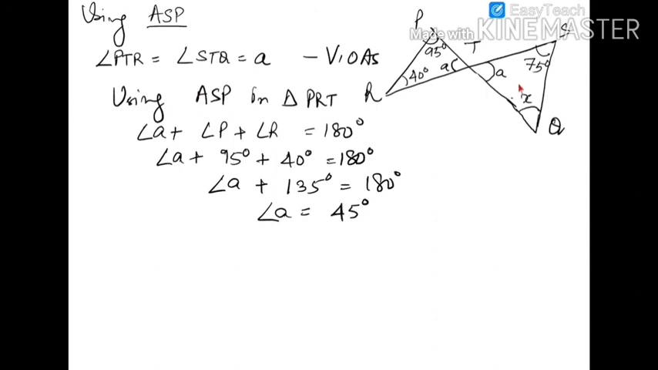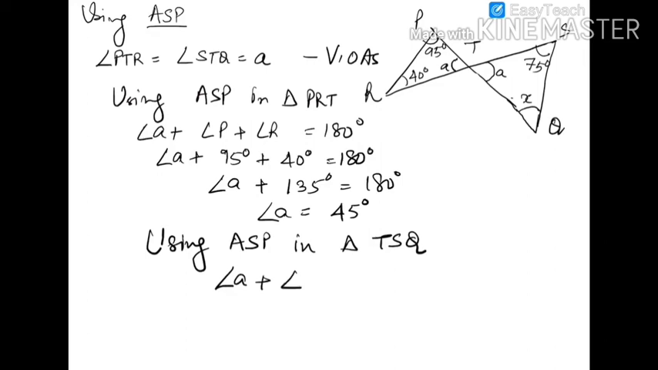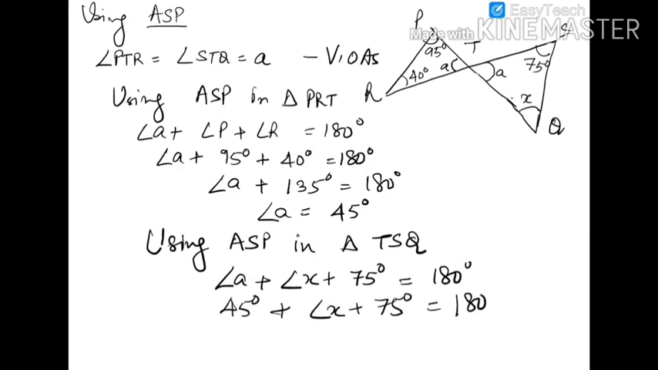Now we can use angle sum property in the other triangle, that is triangle TSQ. We get angle A plus angle x plus 75 degrees is equal to 180. Substituting A as 45, we get angle x equal to 180 degrees minus (45 plus 75), which is 120 degrees, and that is equal to 60 degrees.